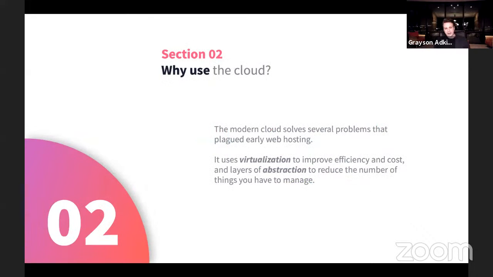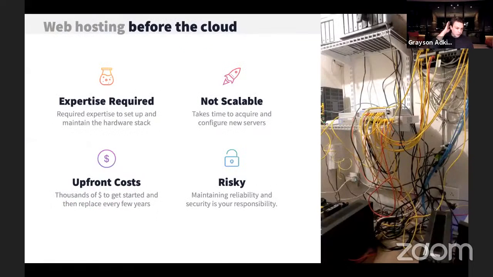So why use the cloud? I like to say that the modern cloud solves several problems that plagued early web hosting. In particular, efficiency and cost were big problems, which virtualization solved, and we'll talk about what that is in a second. The second one is really the complexity and having to manage a lot of things, and so layers of abstraction have been added so that there are fewer things for you, the developer, to manage. Before we go into those two concepts, let's talk about what web hosting looked like before the cloud.